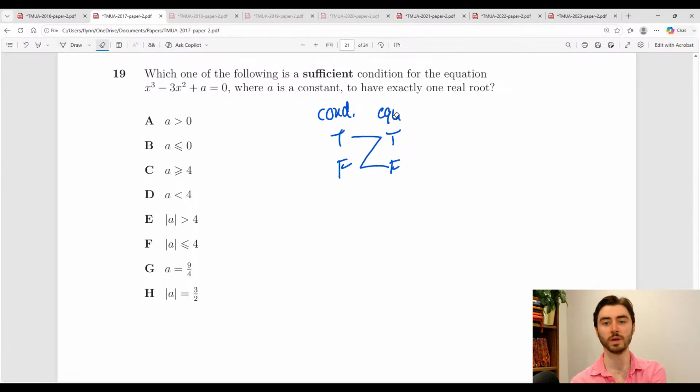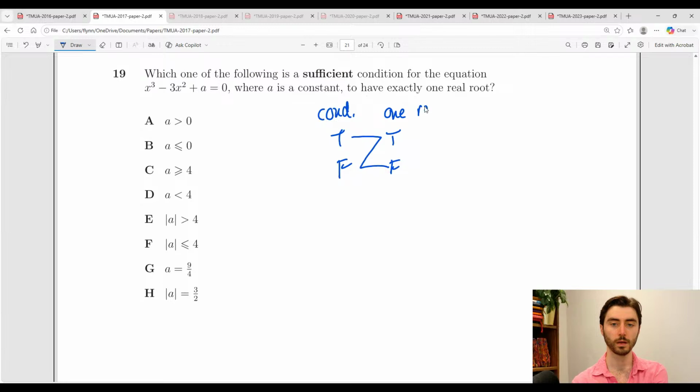No, not the equation, so the exactly one real root. Okay, so can the condition be true and we have no real roots or more than one real root? So first we can understand what this cubic is. To understand the number of roots of a cubic, this is a very common TMUA strategy. You need to get the turning points and understand where they are relative to the x-axis. So we have a bunch of different possibilities here.